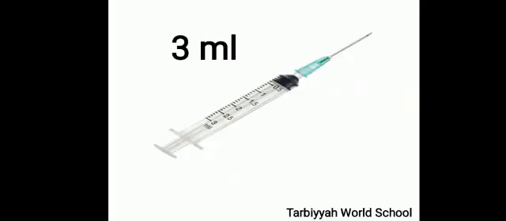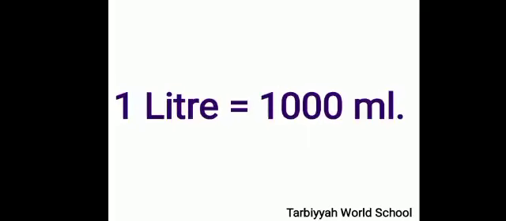See, an injection or a syringe is just about 3 milliliters. So we measure the amount of medicine in the injection in milliliters. So 1 liter is equal to 1000 milliliters. Okay, 1 liter is just about 1000 milliliters.